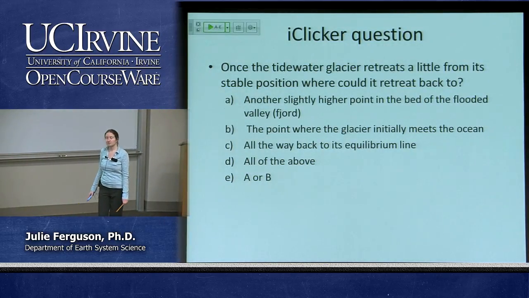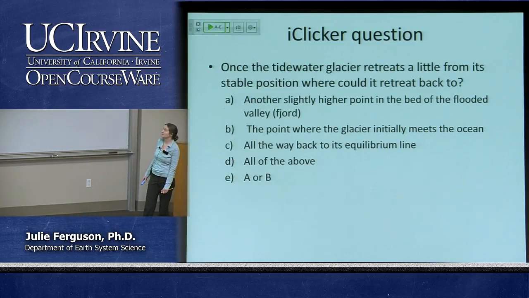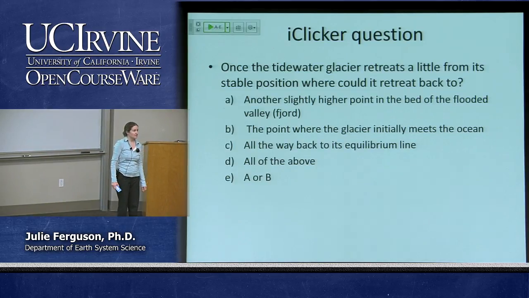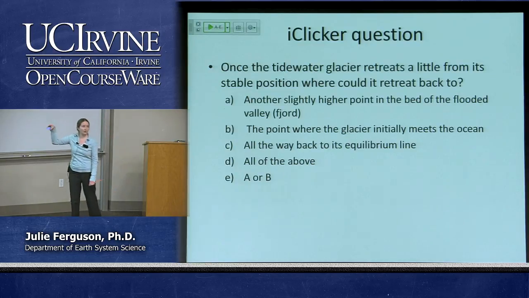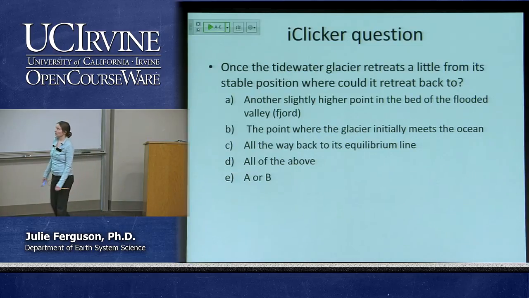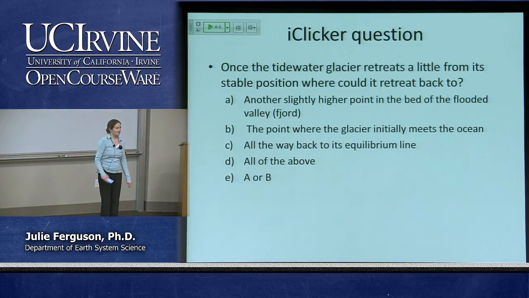So, thinking about this, what do you think might happen? So once the Tidewater Glacier starts to retreat a little bit from its stable position, where might it retreat back to? Will it retreat back to another slightly higher point in, say, the rock? Or if there's another pile of sediment, would it retreat back there? Could it retreat back to actually where the glacier meets the ocean originally? Would it retreat all the way back to its equilibrium line? Is it all of the above or just A and B?